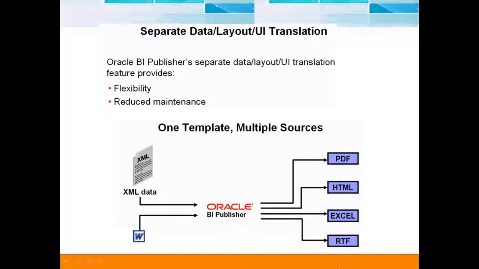So the logic behind it, as I said, is to separate data, layout, and UI translation. Therefore, any modification in your data, layout, or UI translation requires minimum changes. So you see in this diagram, the data is coming from XML. We call this XML Publisher because all information is finally rendered in XML, and the layout is coming from a Word document. You join them together over here and you render your PDF and multiple file formats.